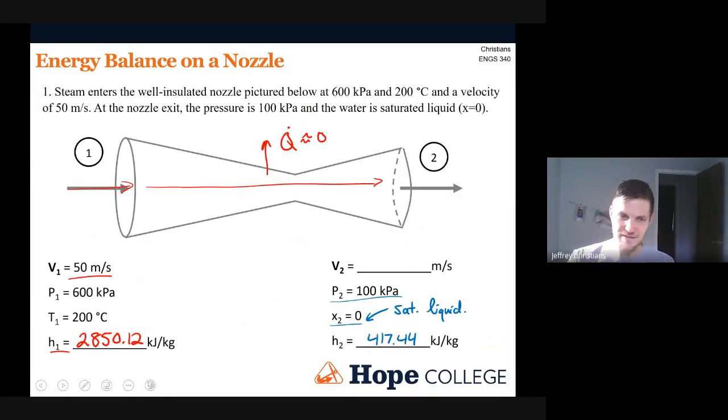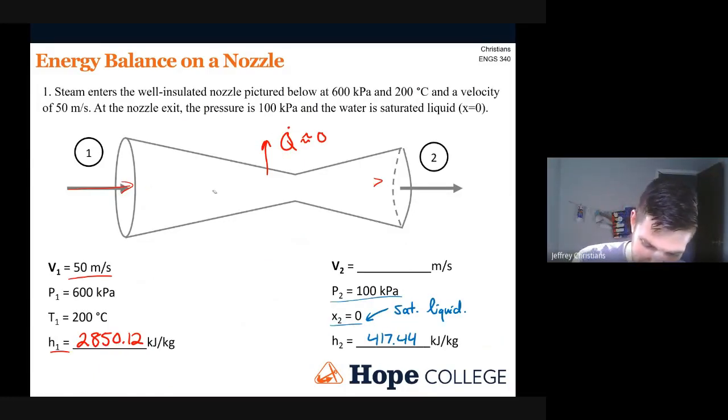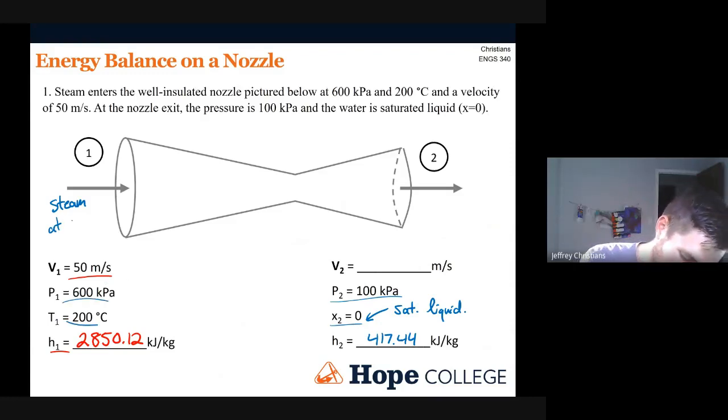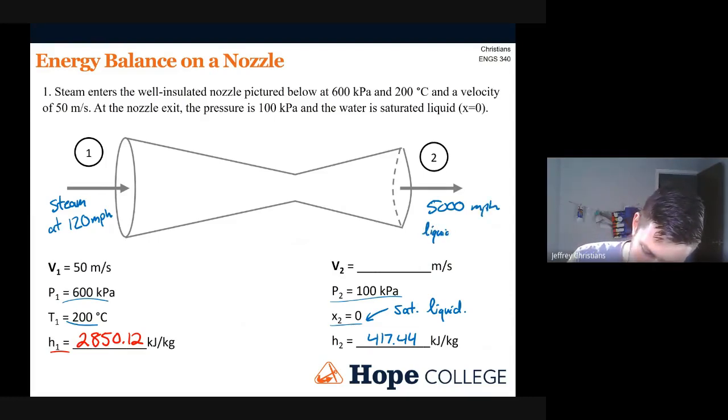Okay, so let's go back to this part. What do we have happening? We have steam. So this is at a moderate pressure and temperature, nothing crazy. And it's going in at like 120 mph, something like that. Somebody can check me on that if you go to Google and do the conversion, 50 meters per second to miles per hour. And it's coming out at 5,000 miles per hour as liquid water.